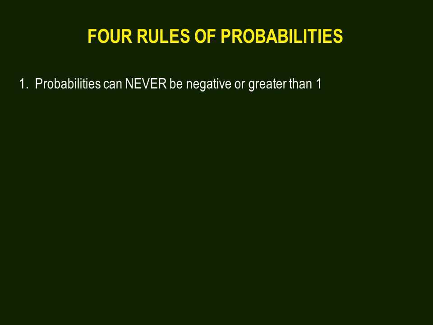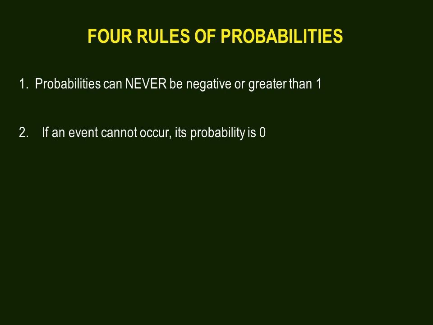Now, when we talk of probabilities, there are 4 very important rules that you should know very well. These rules can help you solve problems and also double check your answers when we're going to do exercises. Rule number 1 is probabilities can never be negative or greater than 1, which is equal to 100%.